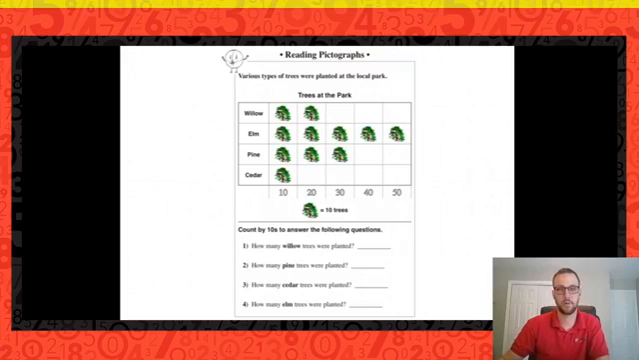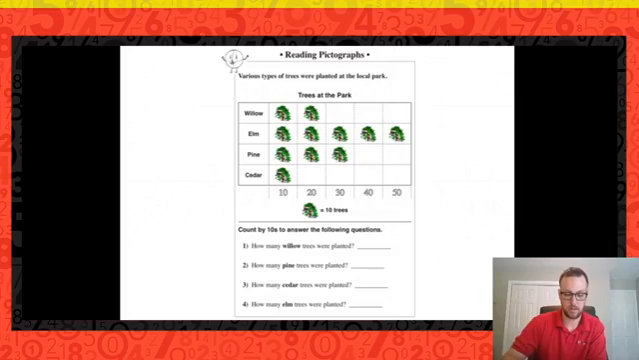So the first thing that we're going to be looking at are pictographs. Pictographs are charts that organize items into a way that makes it easier to count. So the first thing we're looking at here is different types of trees that were planted at a park. And you'll see down here we have what is called the key or the legend, and that's going to let us know how much each image represents for each of our different categories.